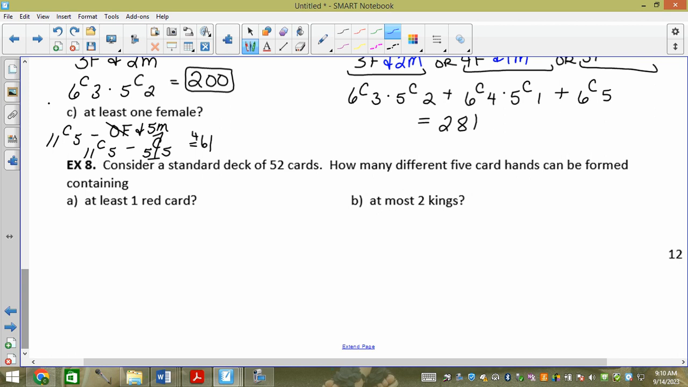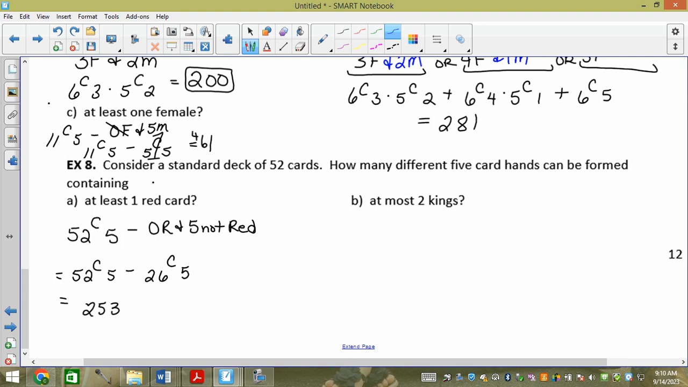So I'm going to do the opposite. I'm going to do 52C5 and minus no reds. 0 red and 5 not reds. You could do all the cases. We will get the same answer, I promise. So it could be 52C5 minus 26C5. And what do you get? Whatever you got, if you did all the cases, is the same as what I'm getting. So what'd you get? 2, 5, 3, 3, 1, 8. Is that right?